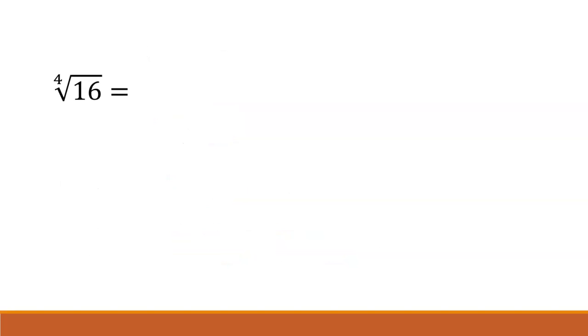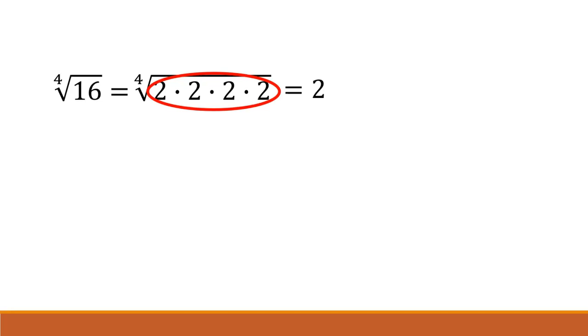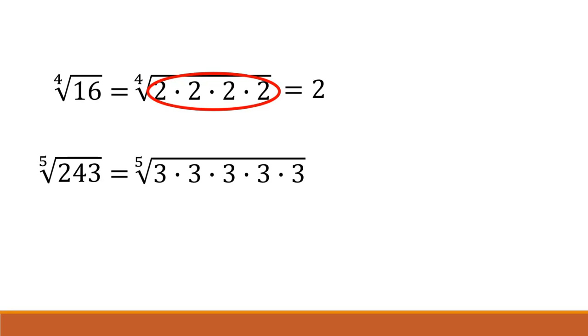How about the fourth root of 16? Well, 16 is 2 times 2 times 2 times 2, and if we're trying to find a fourth root, we're looking for 4 factors that are the same, which we have. We have 4 factors of 2, so the fourth root of 16 is 2. For the fifth root of 243, we can rewrite 243 as 5 factors of 3. And since we have 5 of the same factor, we can say that the fifth root of 3 times 3 times 3 times 3 times 3 is 3.